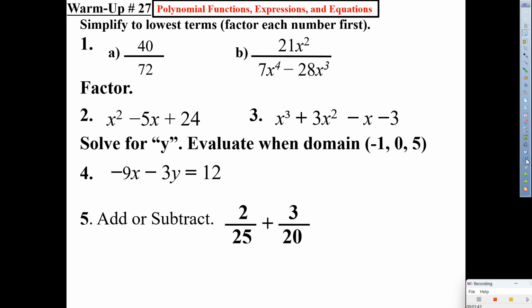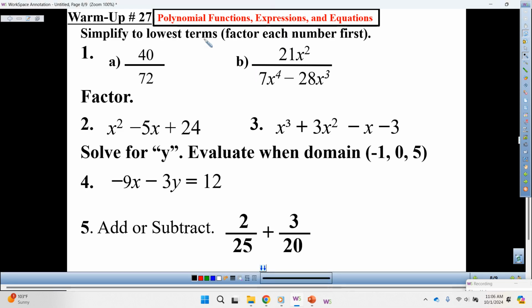So, writing utensils down, look up to the screen. It says simplify to lowest terms, and it says first factor each number first. All right? So, look what I'm going to do first with this fraction. I'm going to think about it like this. What would be the greatest common factor between 40 and 72? Talking to the neighbor, what would be a greatest common factor?